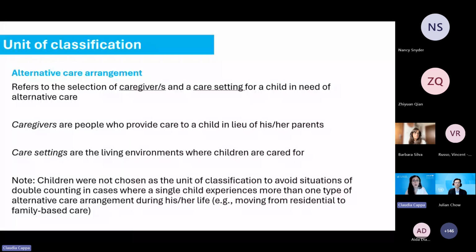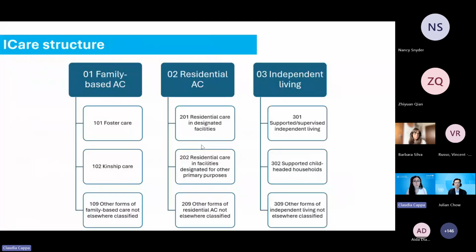Just a quick overview of the structure. There are three levels. First, level 1 categorization: family-based alternative care, residential-based alternative care, and independent living. Under each one of these level 1 categories, there are level 2 categories that are displayed here. There are three for each level 1 category, with additional definitions provided, as well as taxonomies that give an illustration of some concrete manifestations.